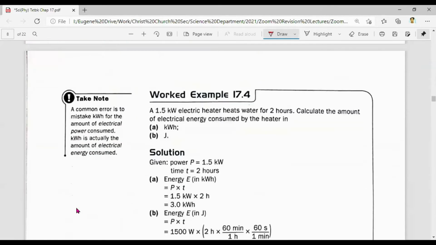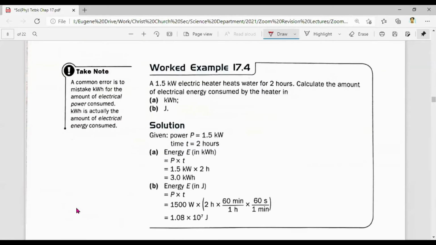So let's try a little bit. Let's skip A, and skip B. They say a 1.5 kilowatt electric heater heats up water for 2 hours. Calculate the electrical energy consumed by the heater in kilowatt hour. So energy in kilowatt hour is power times time. Because I want it in kilowatt hour, my power must be in kilowatts, so this is good. The time I need to be in hours, so it's good also. The electrical energy consumed is 3.0 kilowatt hour.